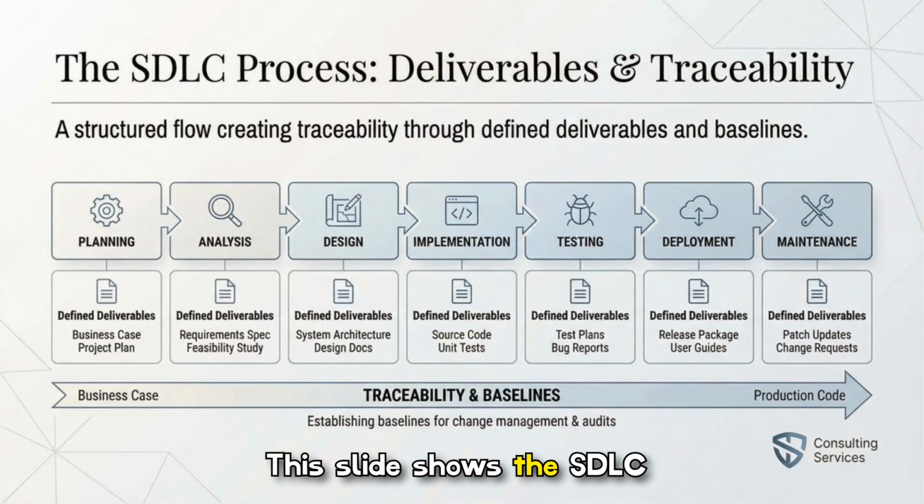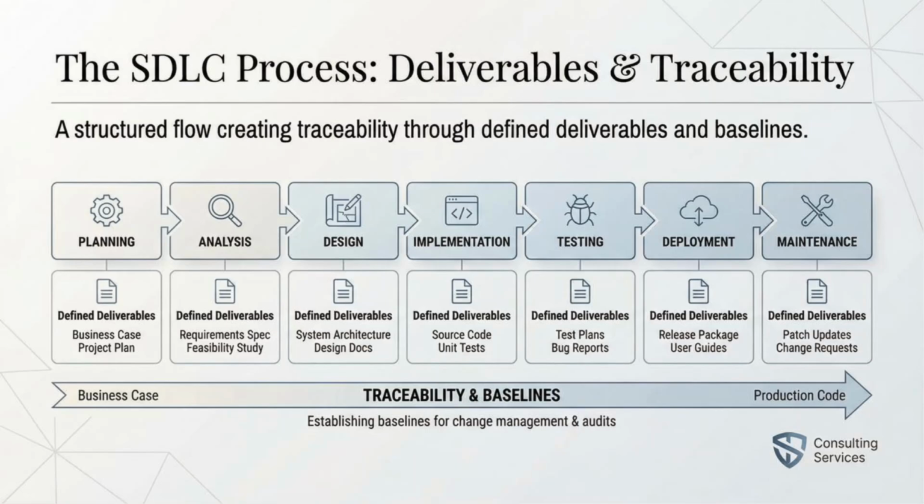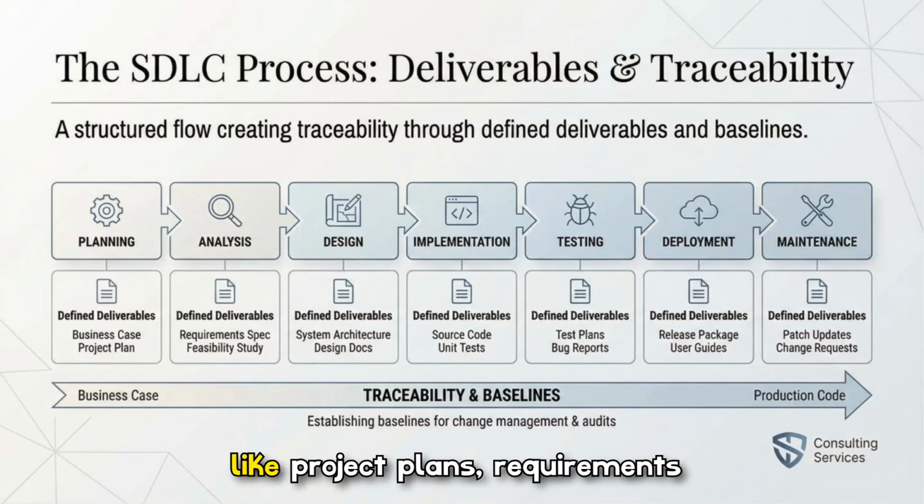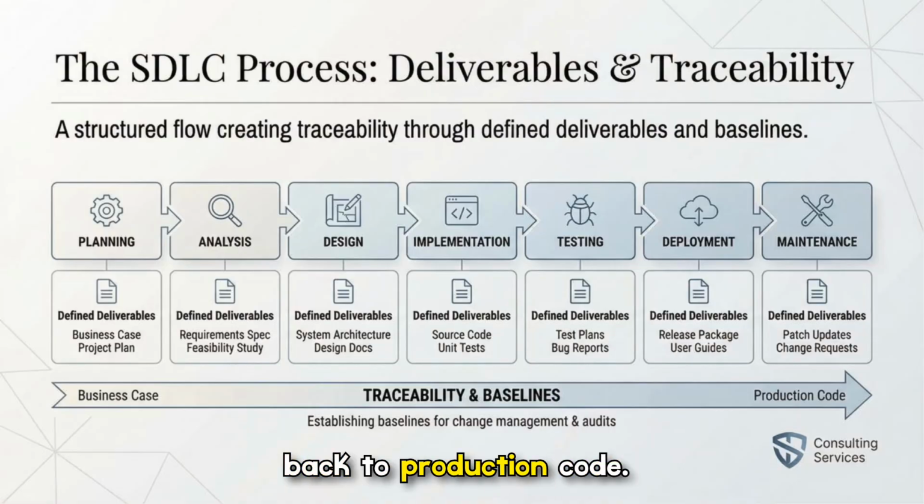This slide shows the SDLC process and how defined deliverables create traceability across every phase. From planning through maintenance, each stage produces artifacts like project plans, requirement specs, architecture docs, tests and user guides, and baselines are established to support change management and audits, so teams can trace decisions back to production code.